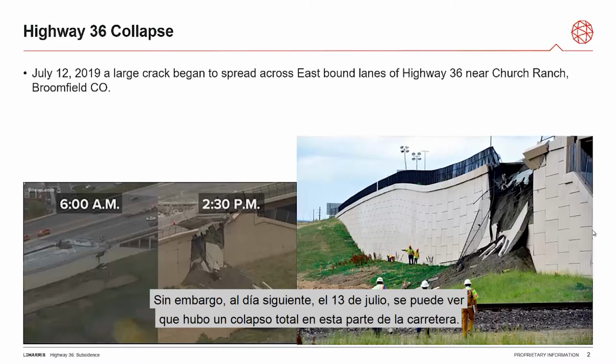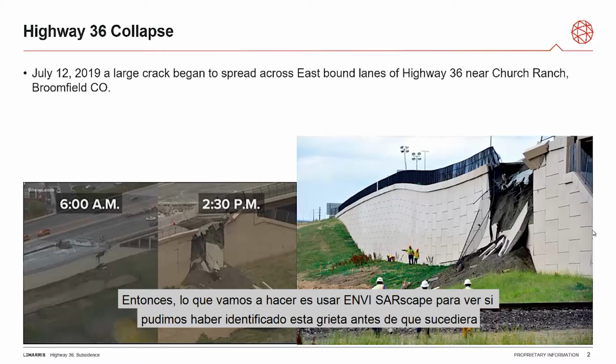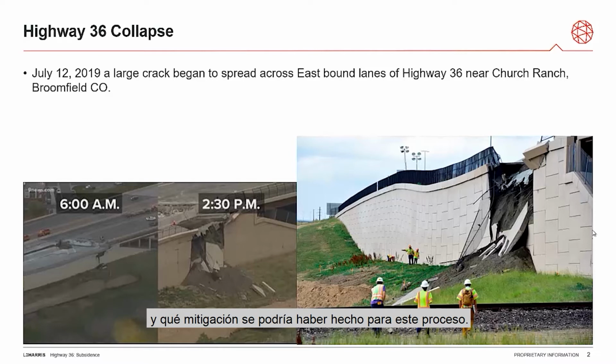However, the next day, on July 13th, you can see that instead of a crack, there was a complete collapse of this highway. So what we're going to be doing is using ENVI SARscape to see if we could have seen this crack before it happened, and if there would have been time to do mitigation for this process.